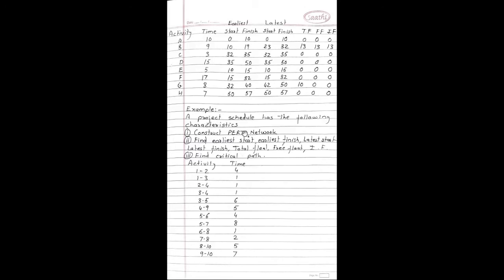See the next example. A project schedule has the following characteristics. First part of the problem, construct the PERT network, find earliest start, earliest finish, latest start, latest finish, total float, free float and independent float for each activity. Find the critical path. So activity 1 to 2, 1 to 3, 2 to 4, 3 to 4, 3 to 5, 4 to 9, 5 to 6, 5 to 7, 6 to 8, 7 to 8, 8 to 10 and 9 to 10, and their respective durations are given.